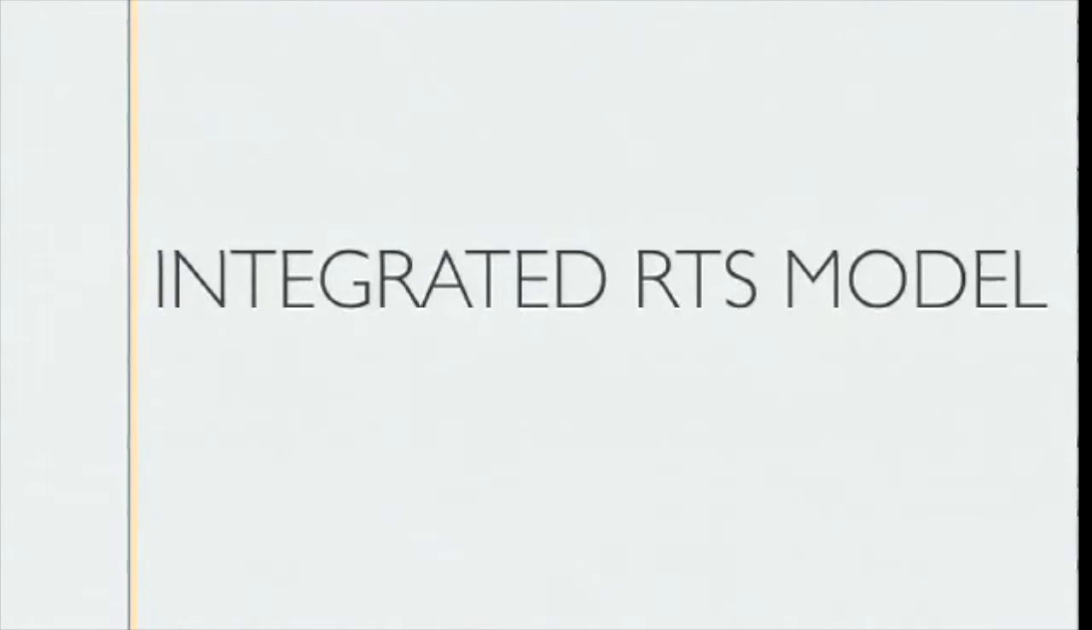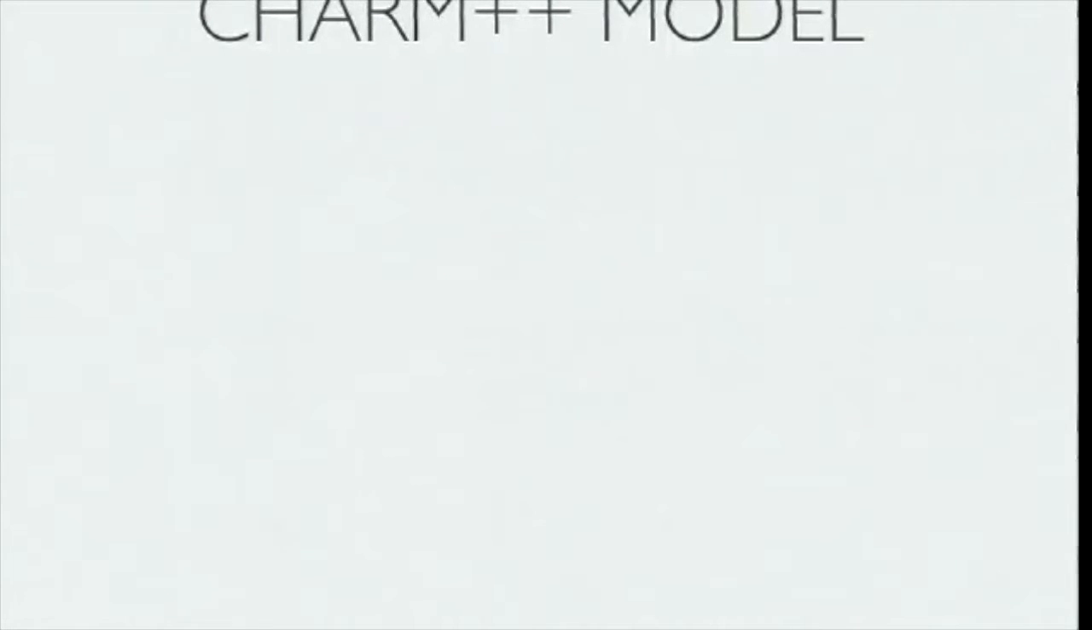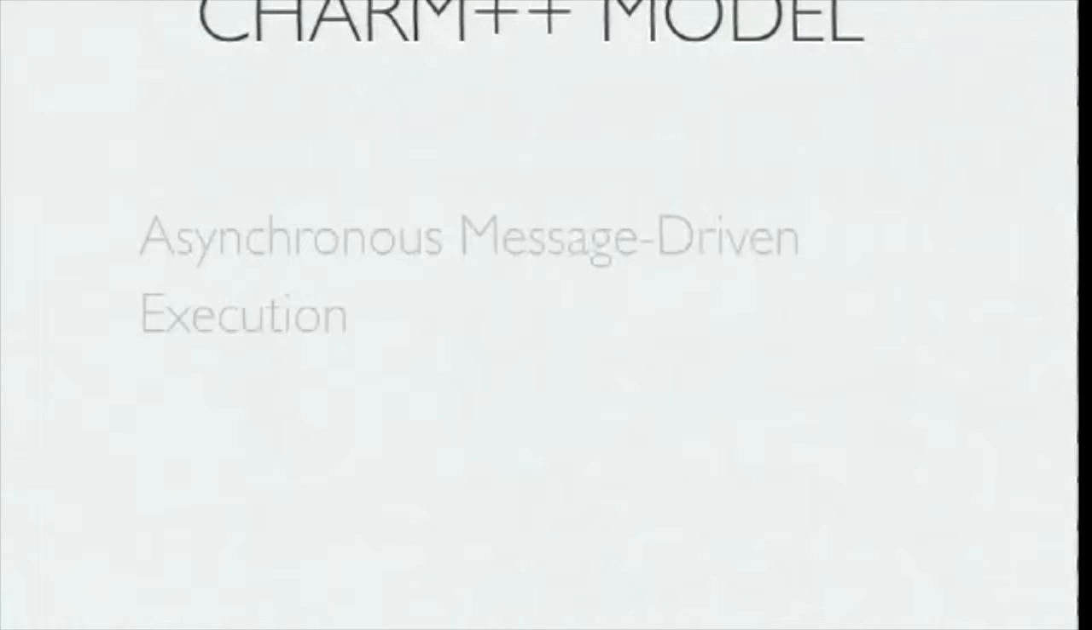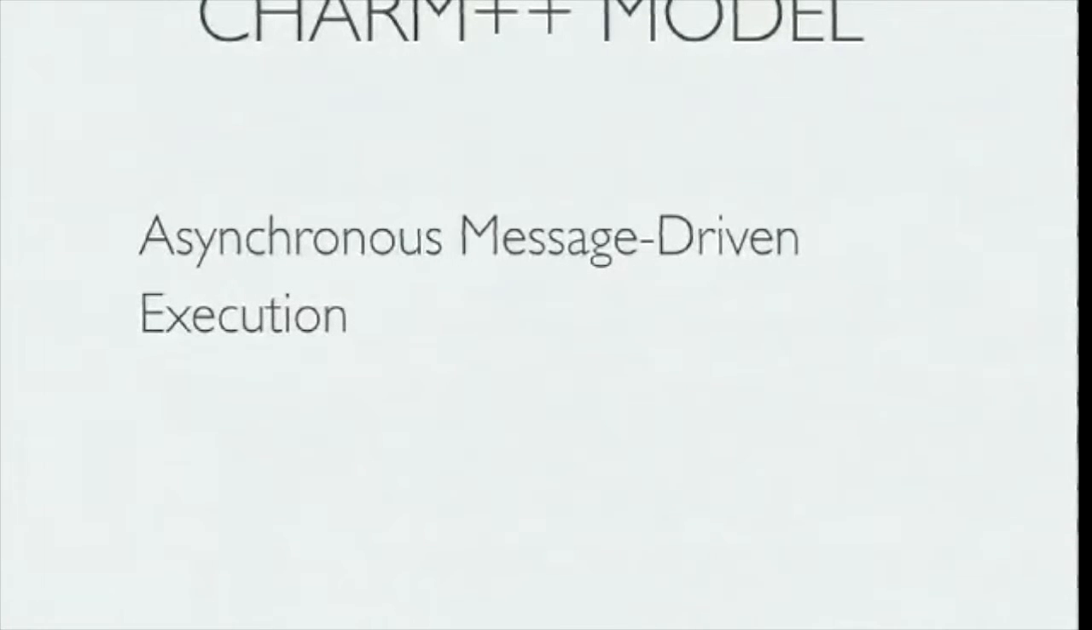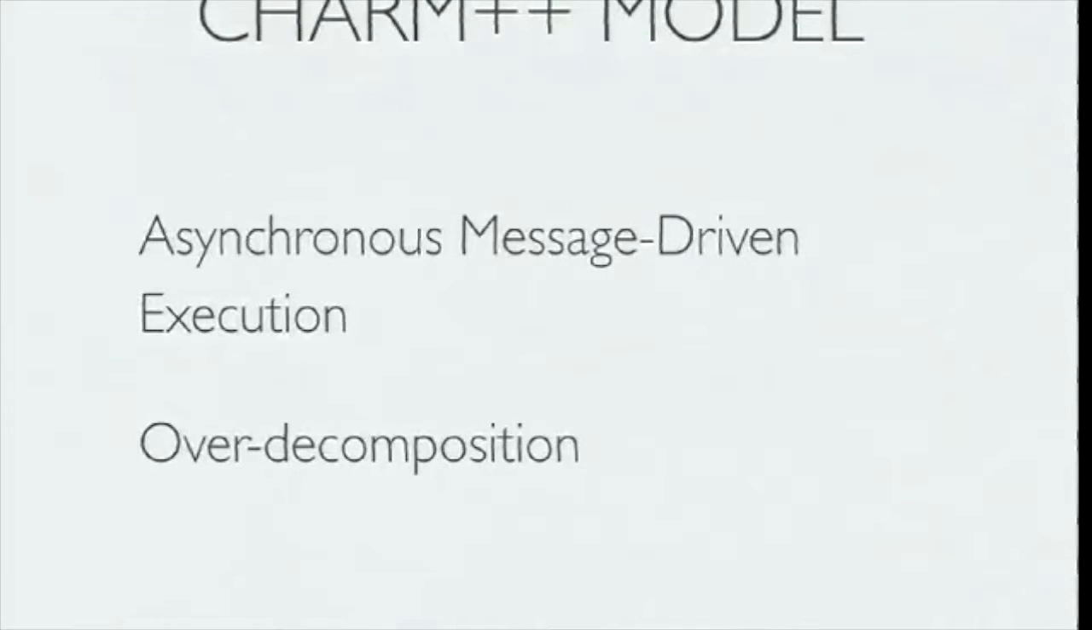So we'll talk about what this integrated runtime system model is. For that, I need to talk about what the Charm++ model is. Charm++ is basically an asynchronous message-driven execution model, which means when a message is received, only then that computation gets executed. We over-decompose the domain into many more objects or chunks than the number of processors or cores. And these over-decomposed objects are assigned to each core.